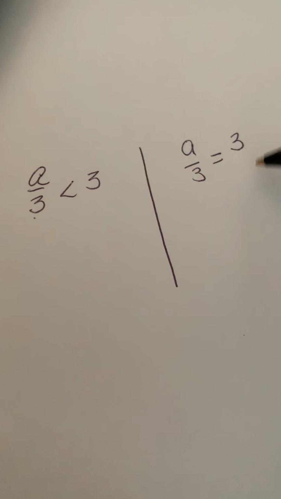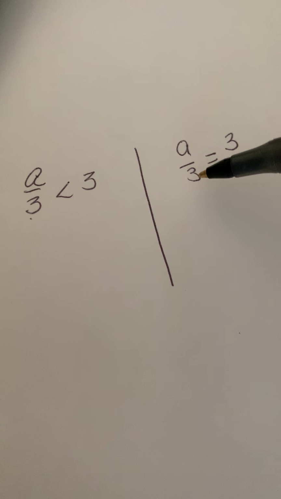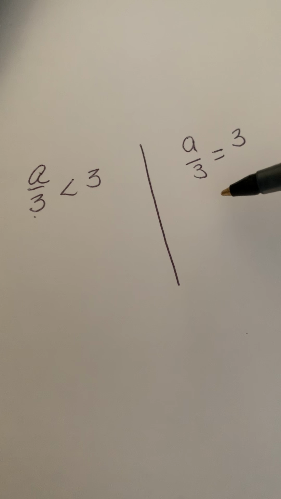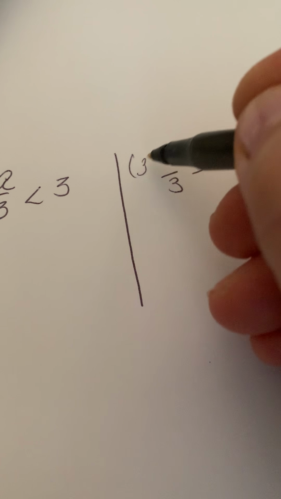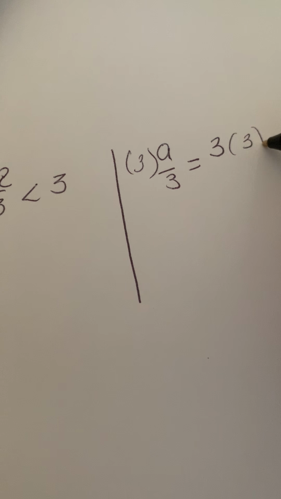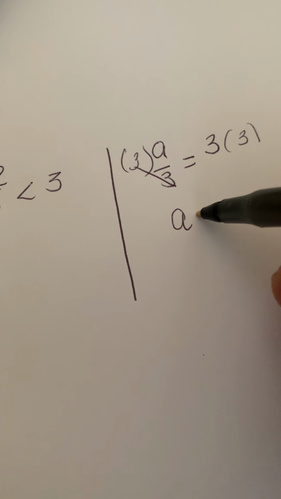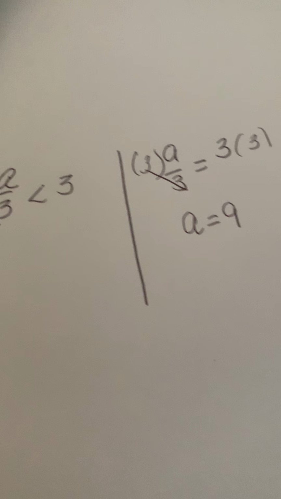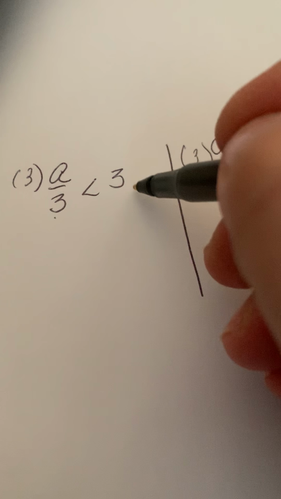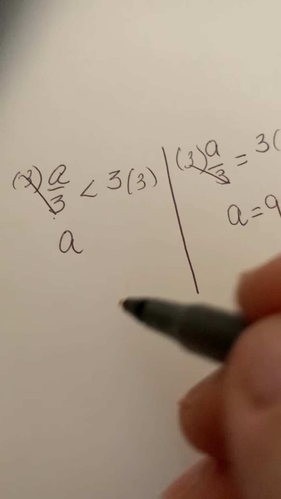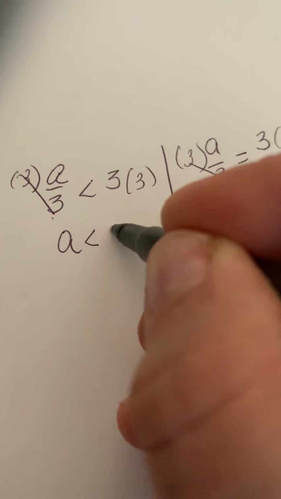So if I asked you to solve this, you would say, what operation is happening to my variable? And you would say division. And we undo division with multiplication. So you'd multiply both sides by 3. And you would find out that a was equal to 9. We're going to do the same exact process here with this inequality. We're going to undo that division with multiplication. And we're going to have a, and this sign is going to stay exactly as it is.